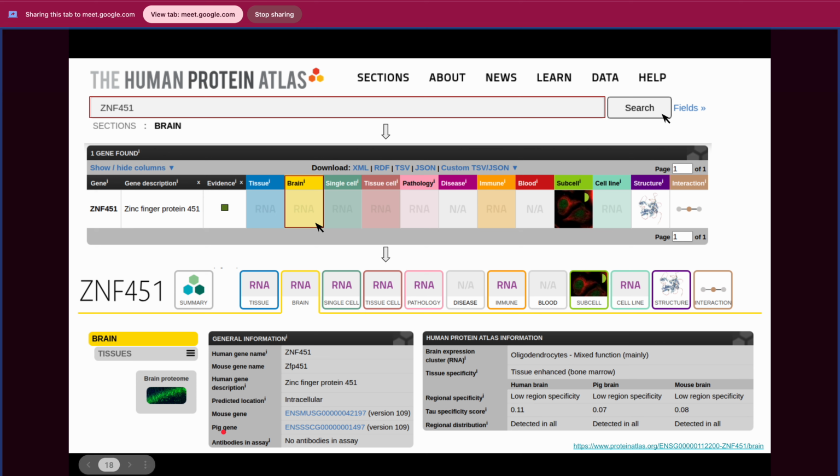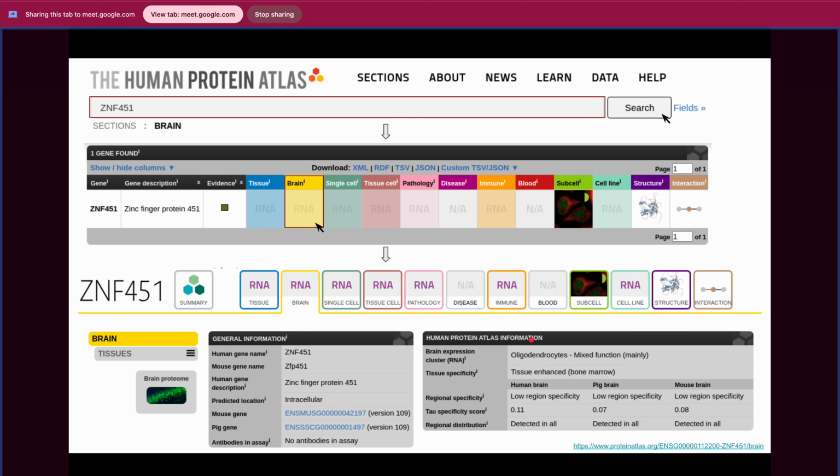So in Ensembl, the information is available for this gene. That's why they have given the gene ID. And then antibodies in the assays: whenever they were performing assays, whether the antibodies were present or not. In this case, no antibodies in assay.